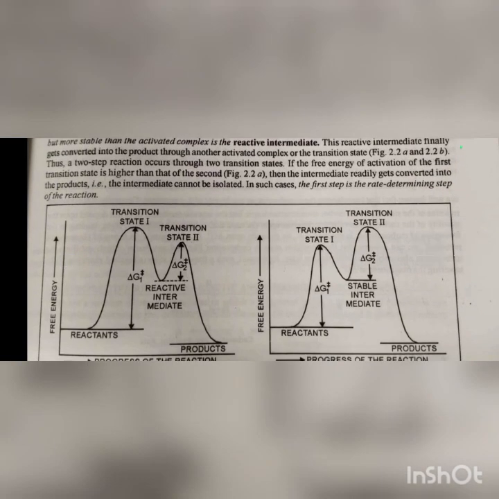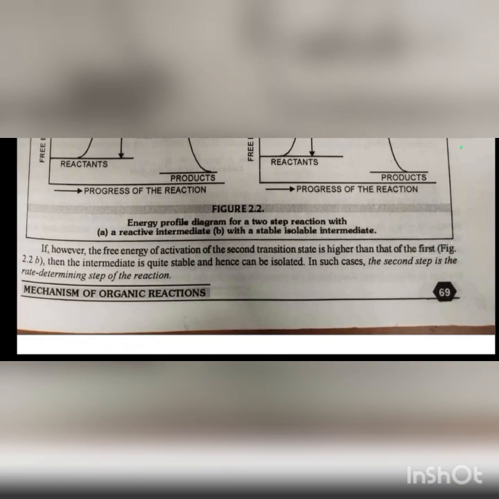If the free energy of activation of the first transition state is higher than that of the second, as in figure 2.2a, then the intermediate readily gets converted into the product. That is, the intermediate cannot be isolated. In such cases, the first step is called the rate determining step of the reaction. If, however, the free energy of activation of the second transition state is higher than that of the first, as shown in figure 2.2b, then the intermediate is quite stable and hence can be isolated. In such cases, the second step is called the rate determining step of the reaction.